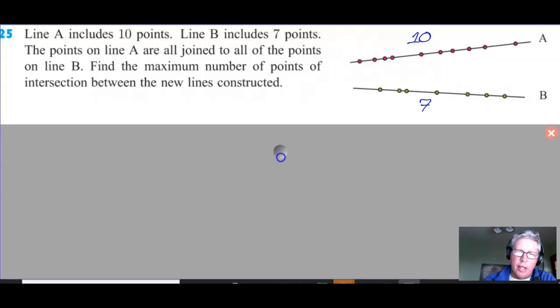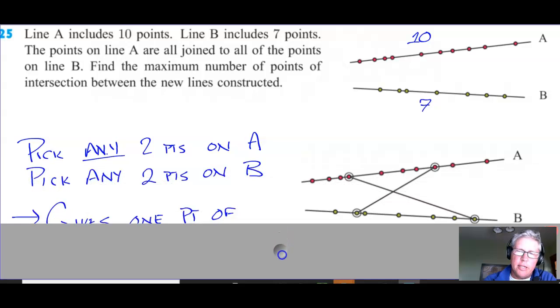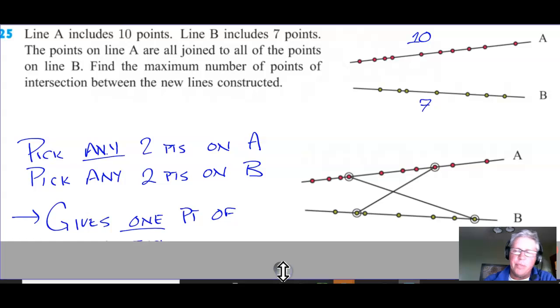So check this out. If I pick any 2 points on A and any 2 points of B, I can draw a bunch of lines. I can draw this one to this one. I can draw this one to this one. I can draw it to that one. I can do all those. But out of those 2 pairs, there's only one scenario where it's going to create a point of intersection. And I didn't believe it, so I drew it and just, wow, that is amazing.